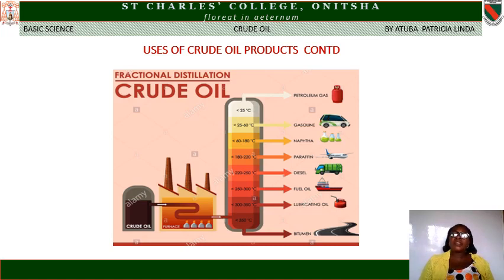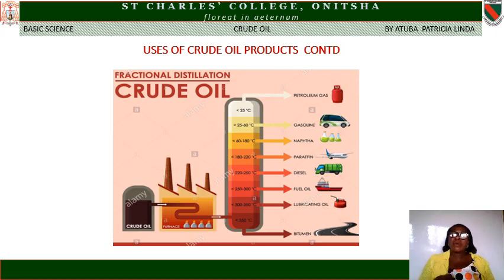The next one is the lubricating oil. Lubricating oils are separated from 300 degrees Celsius to 350 degrees Celsius, and it is used in making Vaseline. It is used in making candle wax. It is also used in making paint.